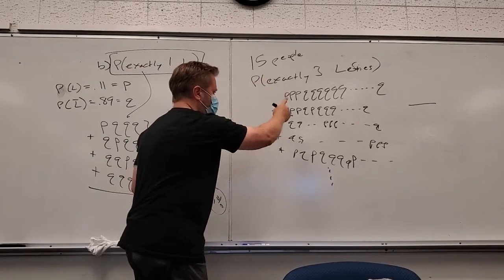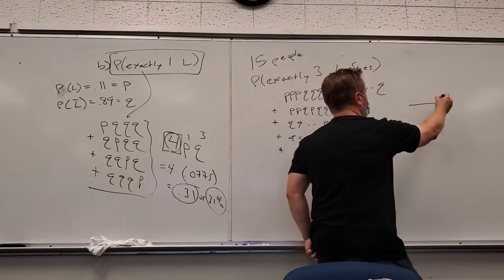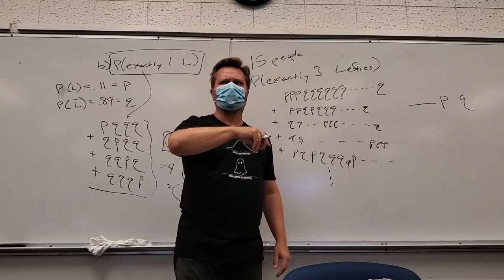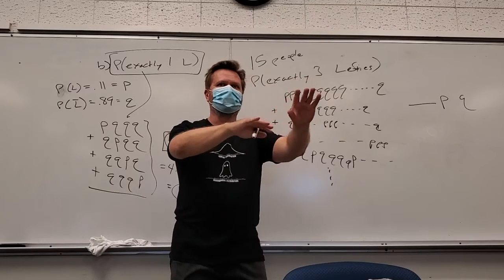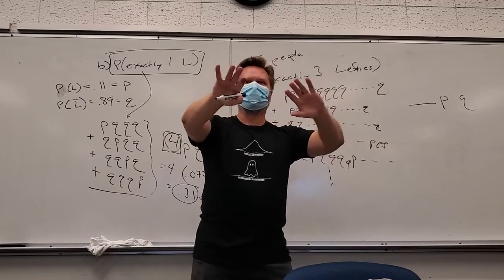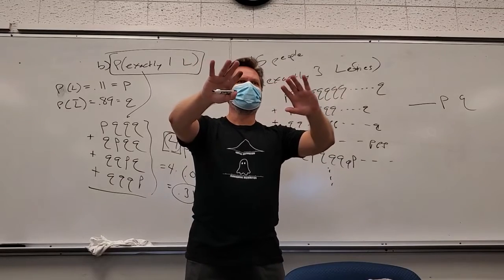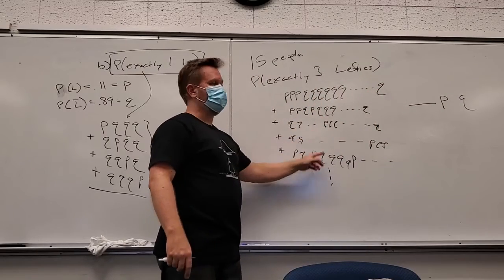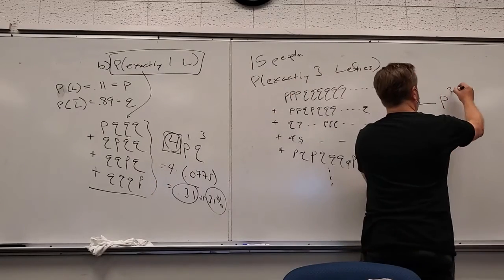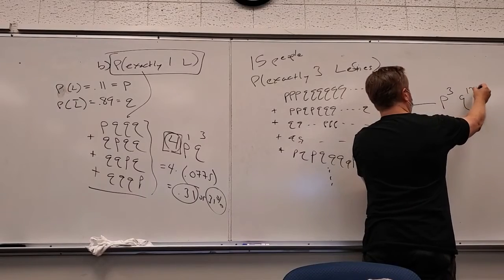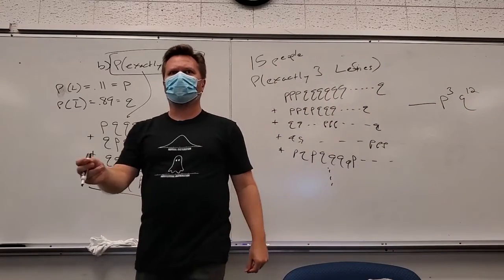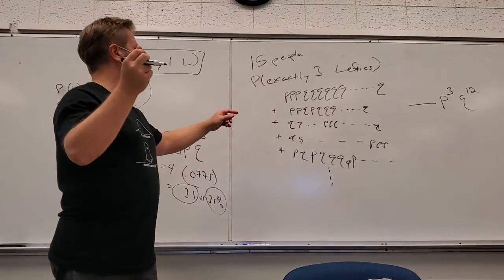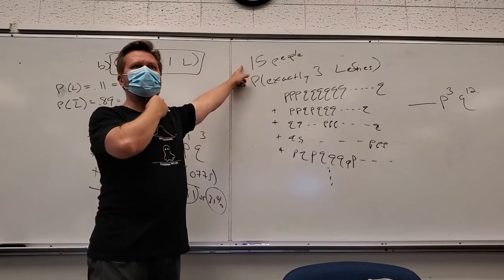This one, no. But, can somebody please tell me, what would the powers be? 3. Sorry, Ben. Somebody. I know you know it. What would the power be on the P? What does each one of these have? 3. 3 successes. And 12 failures. How did they know it was 12? Because it got how many total people? 15 people.